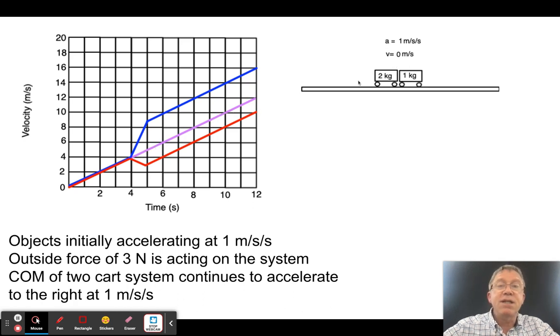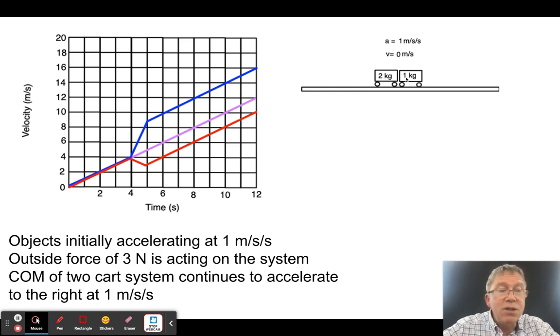So I can look at that. I say, well, I'm accelerating at 1 meter per second squared, and I have a total mass of 3 kilograms. So I can use F equals ma to find out that the net force acting on the system is 3 newtons. Now, what that means is the center of mass of the system is going to continue to accelerate at 1 meter per second squared. Even though these forces get applied, the system itself will continue to accelerate at the same rate that it did before the interaction between them.